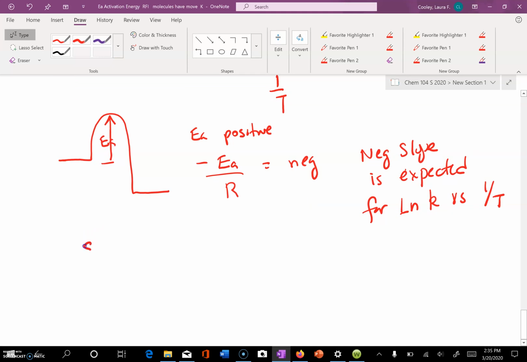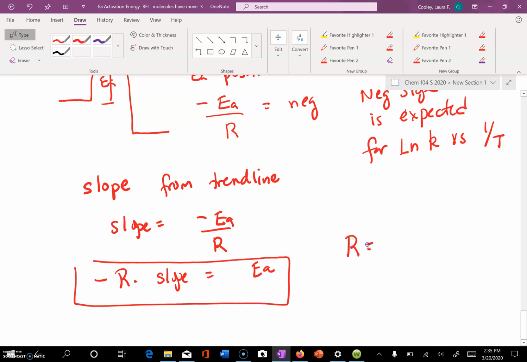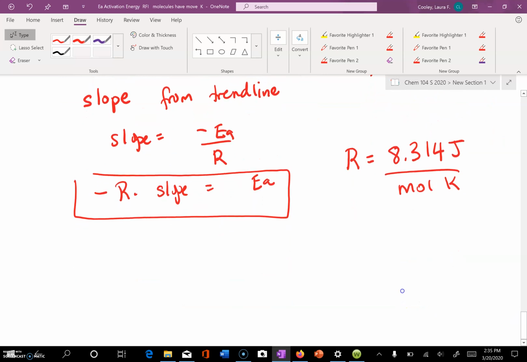So then what you would do is you would take the value of the slope from the trend line, and then the slope is equal to minus EA over R. So that would mean that R times the slope is minus EA. We multiply both sides by -1, and you would see that the activation energy is simply the negative R times the slope, where R is the same as it was in the unit on gases. Well, it's the energy unit one that we use. We used a couple of different R's in that unit. It's 8.314 joules per mole Kelvin.